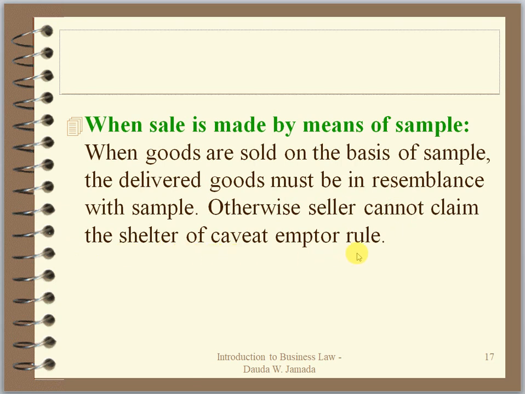So when the goods are sold on the basis of a sample, somebody comes to your shop or your business and tells you that I would like to buy a product like this, and comes with a sample of the product. Or maybe I come with a mobile phone and I tell you I need a mobile phone like this. Then automatically you as a seller have to make sure that you give me exactly the same product as the sample which I have provided to you. Otherwise, if you don't provide according to the sample, then you will not be protected by the caveat emptor rule, because you have no basis to defend your decision.